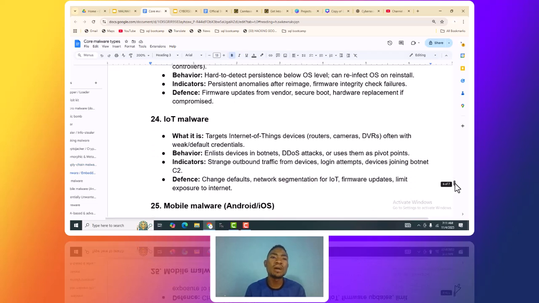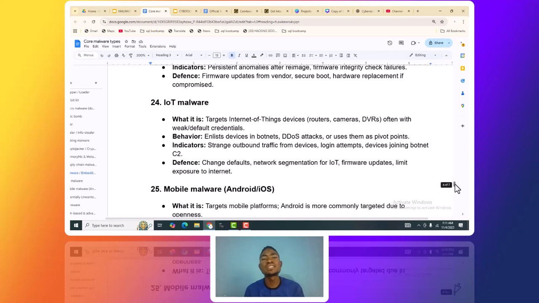So we have IoT malware, which actually targets Internet of Things devices like the router, the camera, the DVR, all with weak or default credentials. Some of these enlisted devices are put in a botnet for DDoS attacks, or used to pivot. One of the things that will show there is IoT malware in our devices is strange outbound traffic from devices, login attempts, or even a device joining a botnet. And so what we need to do is change our default password or default credential, and also conduct network segmentation for IoT, firmware updates, and even limit exposure to the internet.